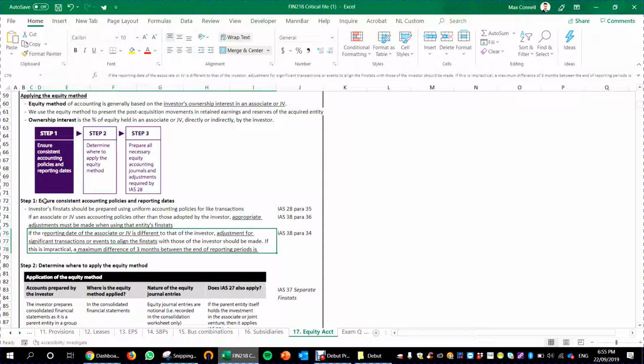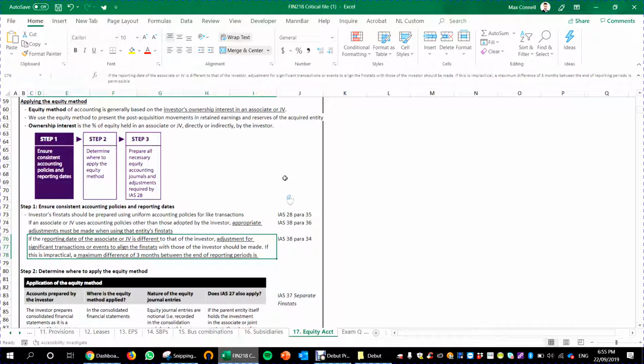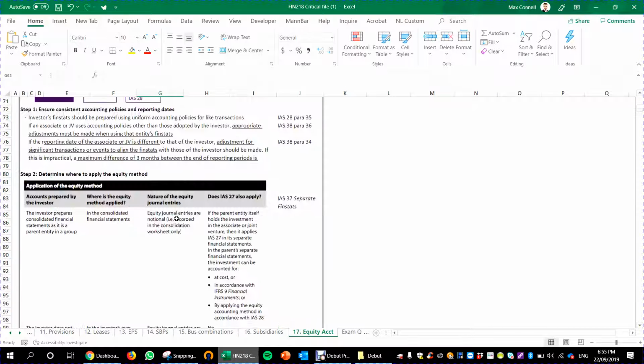If the reporting date of the associate is different to that of an investor, adjustment for significant transactions or events to align the financial statements with those of the investor should be made. For example, if you made an investment in a company which has a December year-end profit, you actually need to adjust half of that, take half of the previous year to align it with the 30 June year-end. However, if this is impractical, a maximum difference of 3 months between the end of reporting dates is permissible. So it's okay if it's only 3 months. For example, a September year-end to a June year-end is okay.